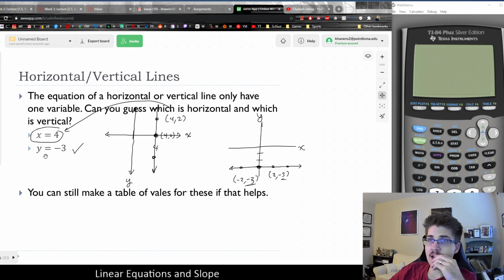And again, if you're making a table of values for these, notice that these are the only types of lines that are missing an intercept. x equal to 4 has an x-intercept but will not have a y-intercept because x can't be 0 in this equation. Of course y could be 0, as it is in this point, but since x is 4, x can't be 0. Same thing for the horizontal line. y is always equal to -3, but y cannot be 0. Therefore, there is no x-intercept when we're dealing with a horizontal line.